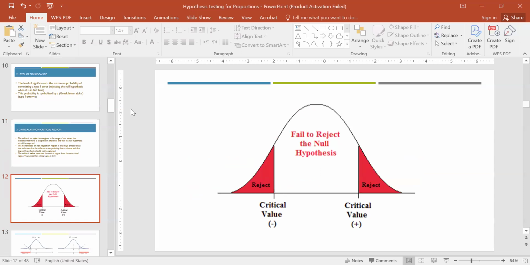This is the graphical presentation of the critical and non-critical regions. In the center of the curve, if the value falls in the white area, then we will fail to reject the null hypothesis, or you can say that we will accept the null hypothesis. While on the tails, both on the right and the left side, if our statistic value or test value falls in the red zone, then we will reject the null hypothesis. Here we have the critical value on both the plus side and the minus side, which separates the critical from the non-critical region.